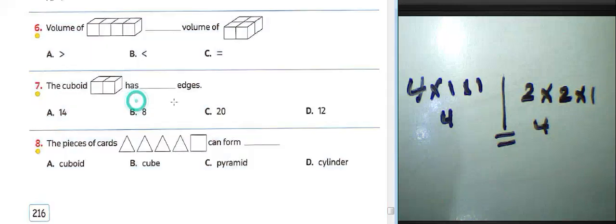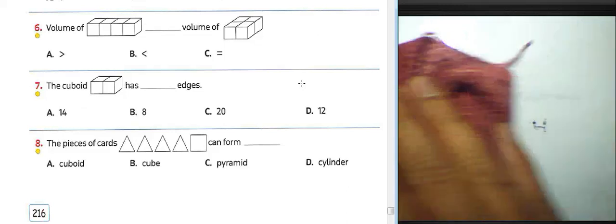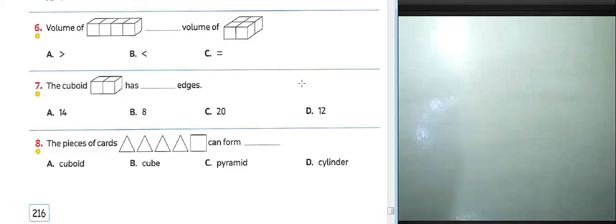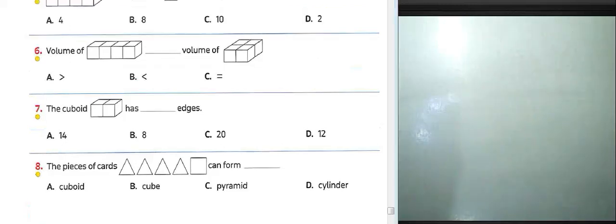The cuboid has how many edges? He asked about how many edges the cuboid here has. We can count each edge of the cuboid here. The cuboid has 12 edges. The piece of cards here can form what solid? Cuboid, no. Cube, no. Pyramid, yes. We can choose pyramid because the base will be a square and all the flat faces are equal in area. We have 1, 2, 3, 4 flat faces. We can count the pyramid.